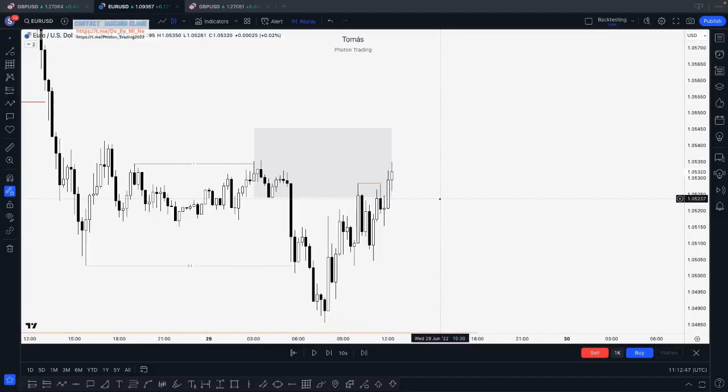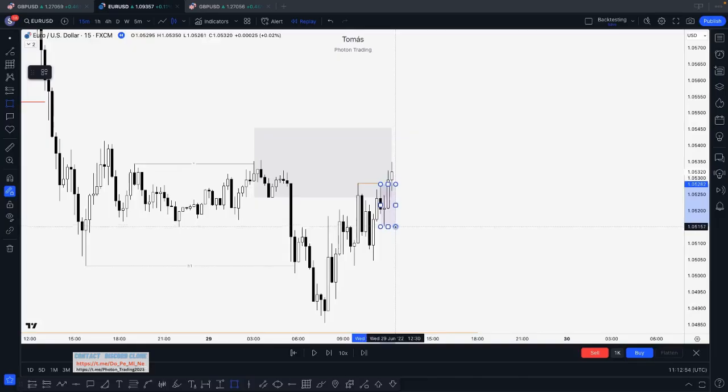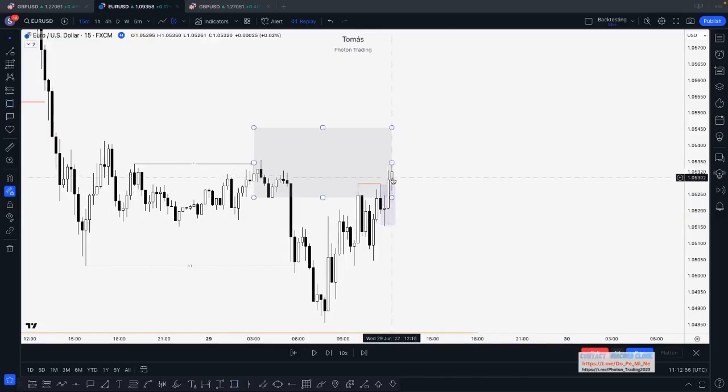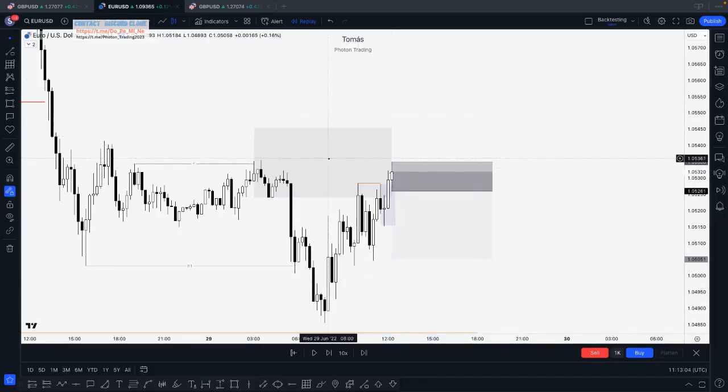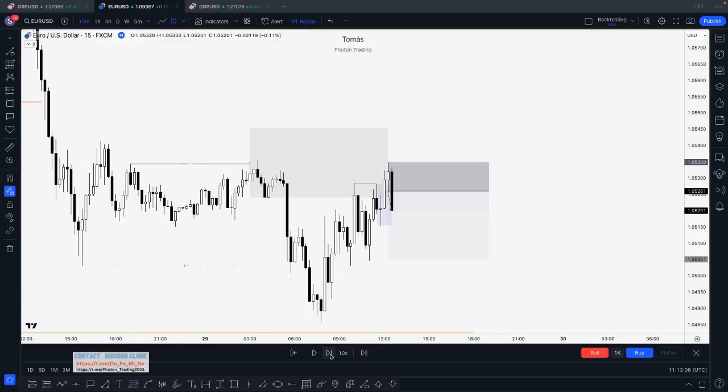If you use the early entry method, which is the one that I use, we just delete the PBL. We don't use the PBL, and even though, imagine that the PBL for you is this one, and for some reason price mitigates the PBL and continues moving up, we can still look to get involved while price is inside the POI in the first place.